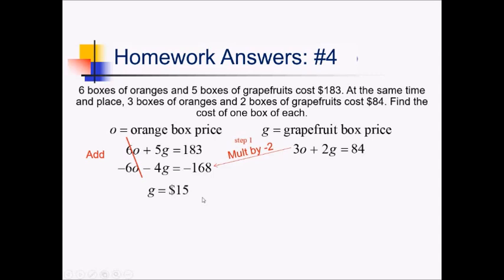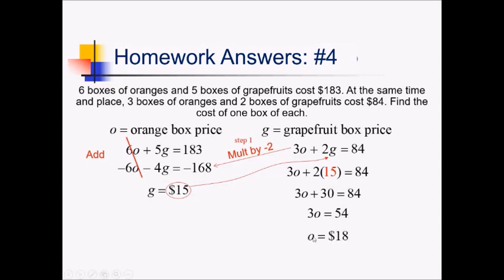And now to get the orange price, we're going to plug 15 in for G over here. So 3O plus 2 times 15 is 84. 2 times 15 is 30. Subtract 30, we get 54. So 3 boxes of oranges are going to equal $54. So dividing by 3 then, we're going to end up with $18 for 1 box of oranges.